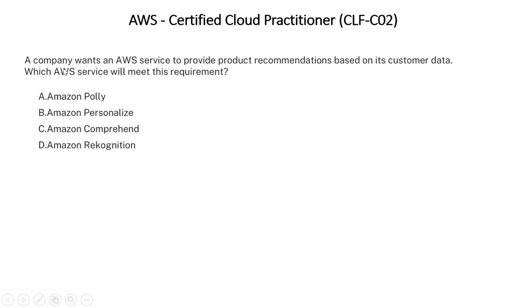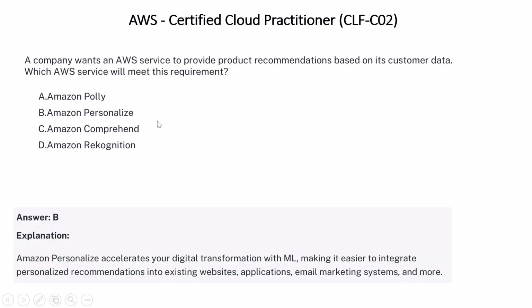Next question. A company wants an AWS service to provide product recommendations based on its customer data. Which AWS service will meet this requirement? Option A, Amazon Polly, option B, Amazon Personalize, option C, Amazon Comprehend, option D, Amazon Rekognition. The correct answer is option B, Amazon Personalize. Amazon Personalize accelerates your digital transformation with machine learning, making it easier to integrate personalized recommendations into existing websites, applications, email marketing systems, and more.